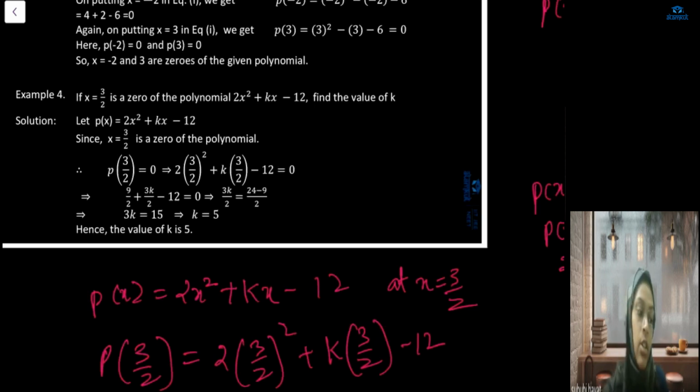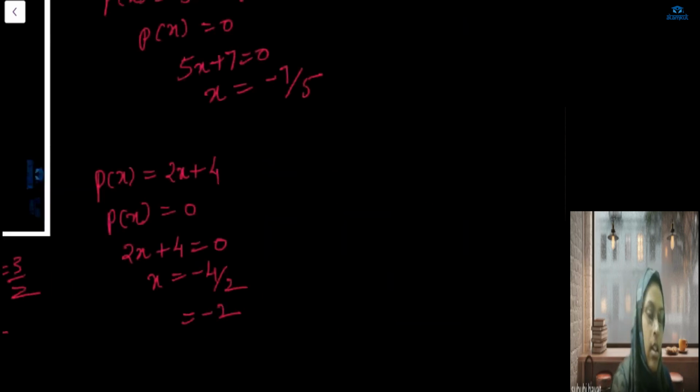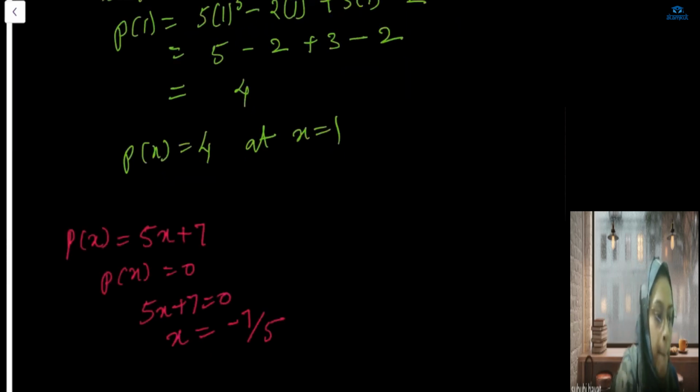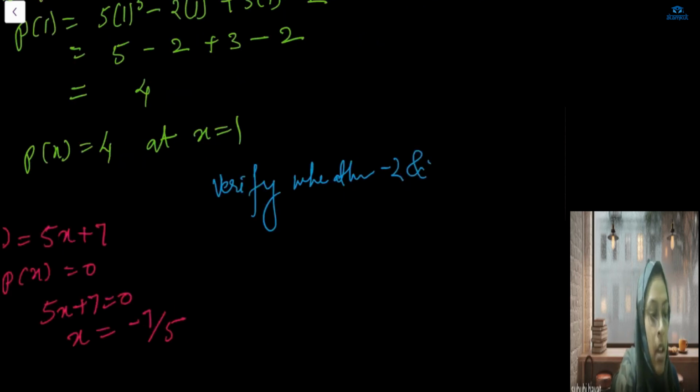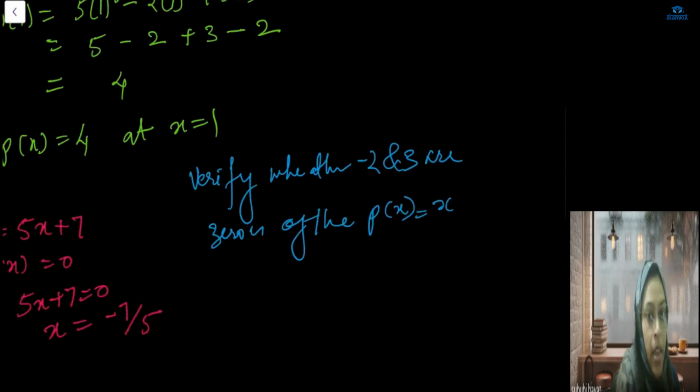So I think you have understood the type of questions that you will be getting in this section, and how to find out the zero of the polynomial. Let's see one more question. I'm writing the question here. Verify whether minus 2 and 3 are zeros of the polynomial x square minus x minus 6.